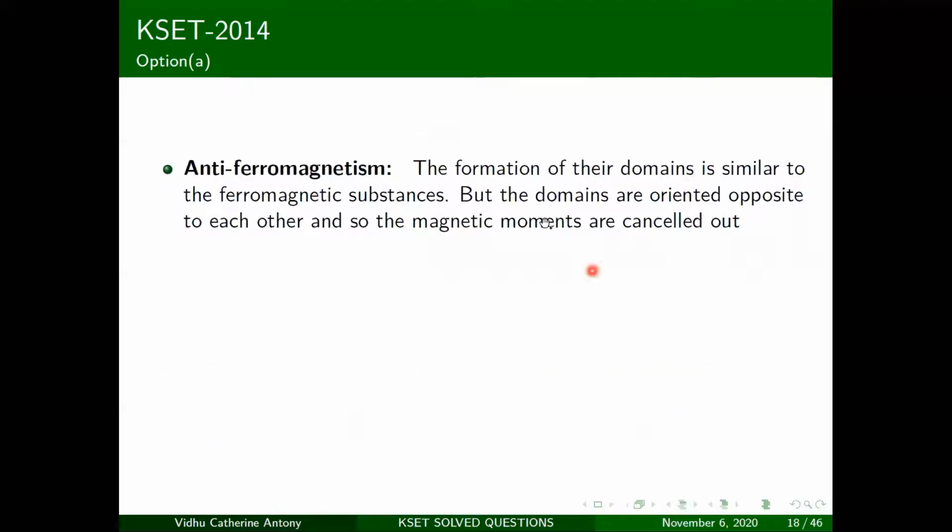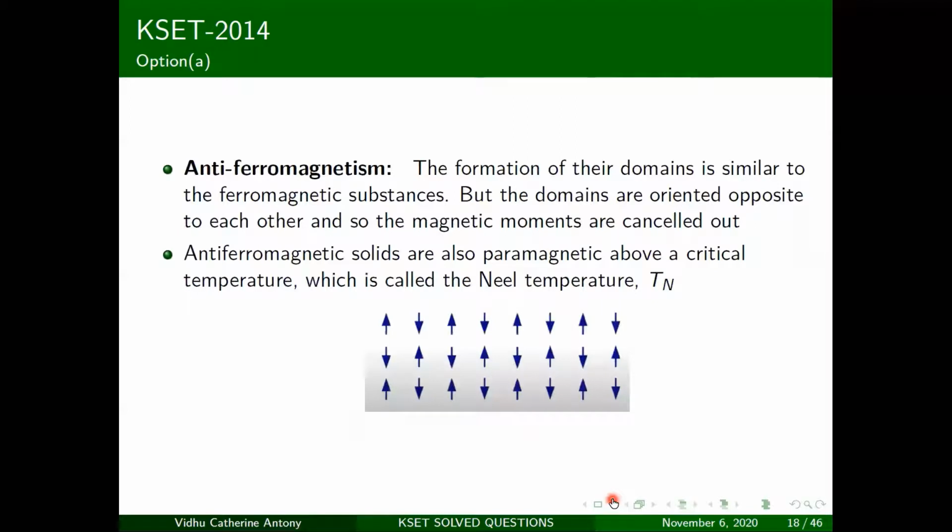Antiferromagnetic material. The formation of its domains is similar to the ferromagnetic substance, but the domains are oriented in the opposite direction, so the magnetic moments get cancelled out. If you put it above a critical temperature called the Néel temperature, which you will also be learning in your third semester condensed matter physics course, general paper, you'll be learning that as well.